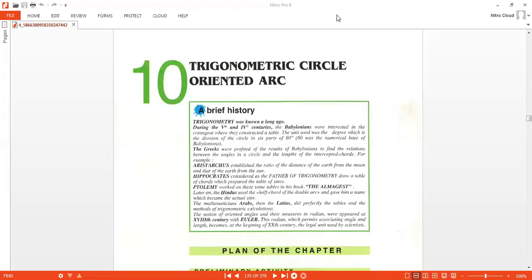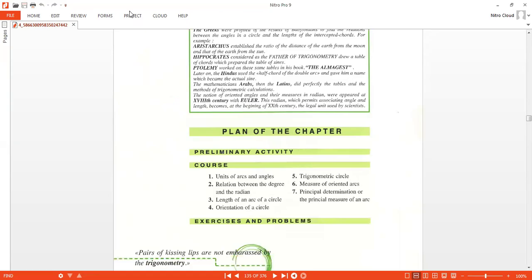Hello, everyone. So this week we have started with a new lesson, which talks about the trigonometric circle or the oriented arc. In this lesson, we are going to talk about the circle, the arcs, the angles in the circle, what's the relation between the degree and the radian. Also, we're going to talk about the principal determination or the principal measure of an arc.